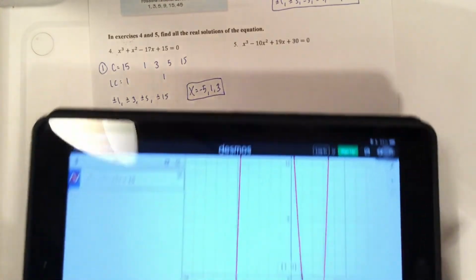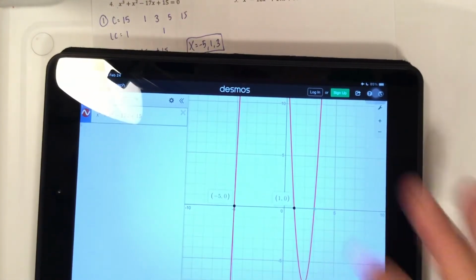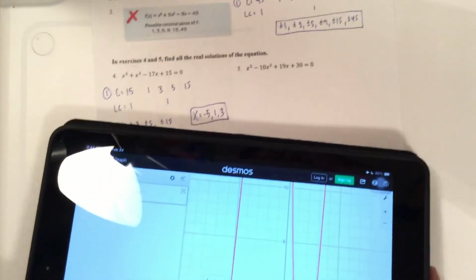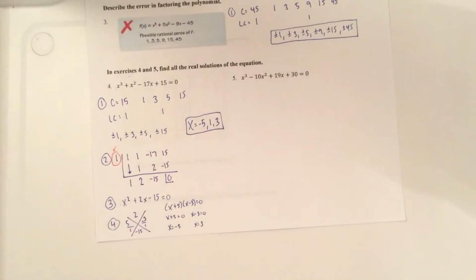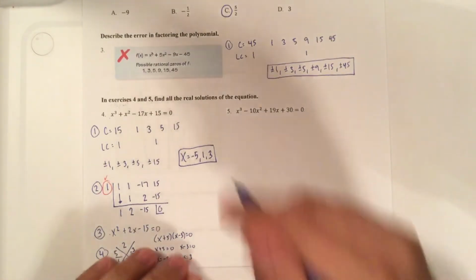Now, to verify, I'm just going to check my answers in Desmos because I've already typed it in. Let's just verify that I got the right answers. So I have negative 5, 1, and 3, which check out to be correct, okay? So I'm using that as a tool to check my work, but also to speed up the process a little bit. So hopefully you understand that's what I'm doing.